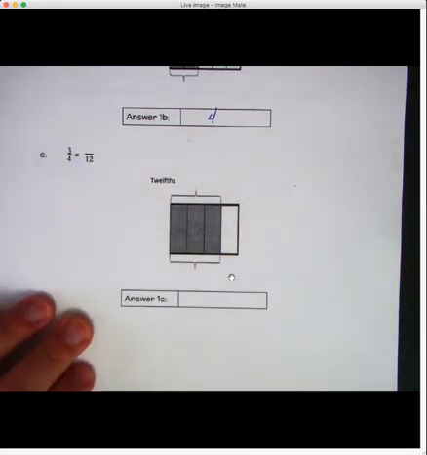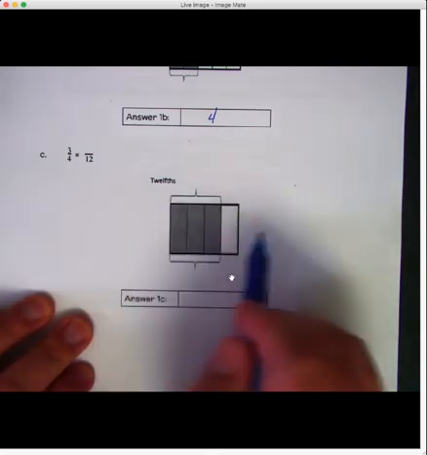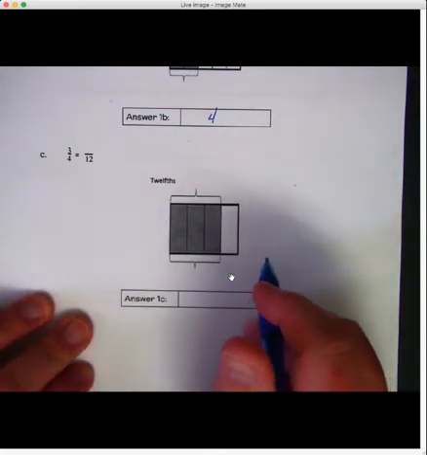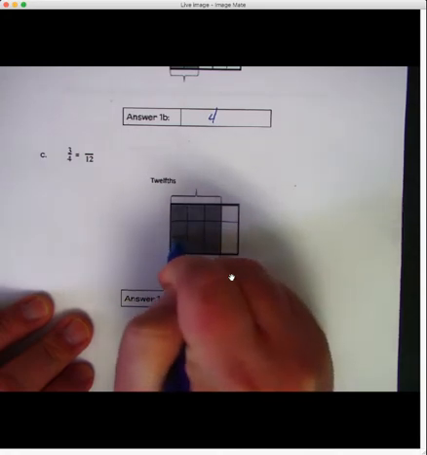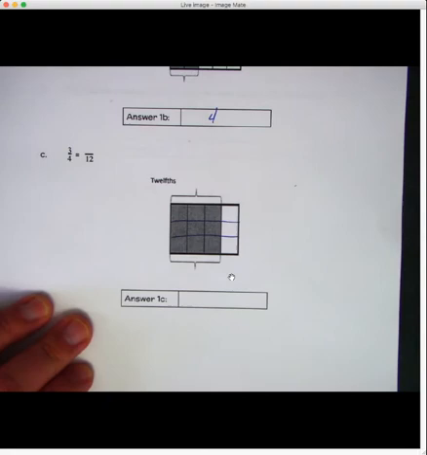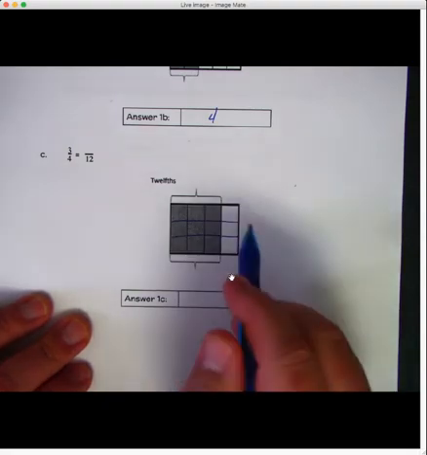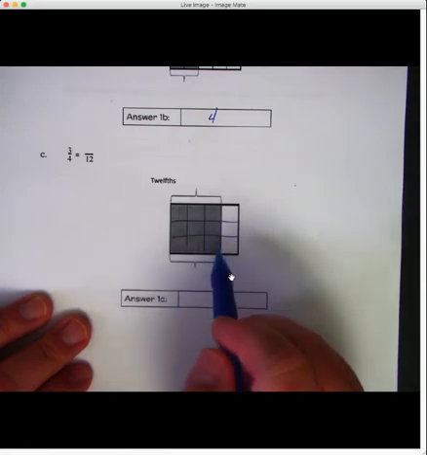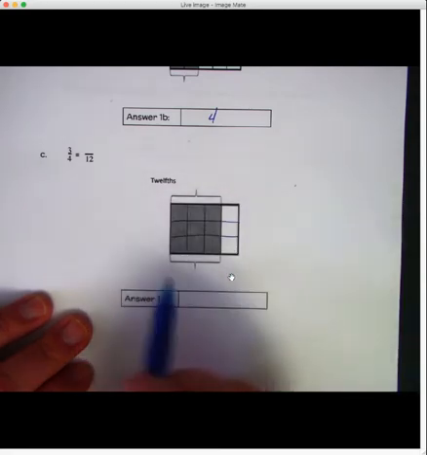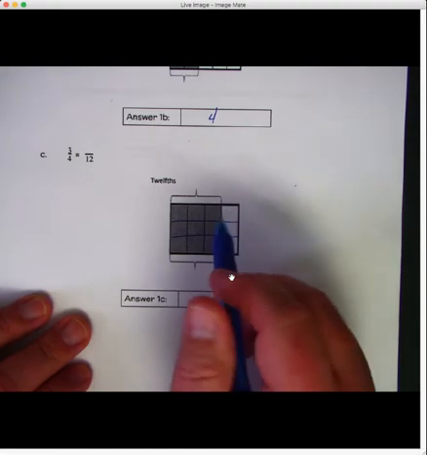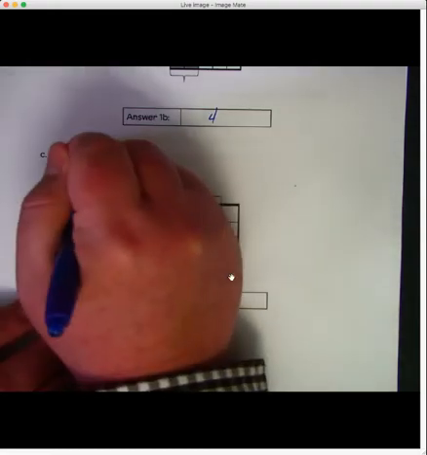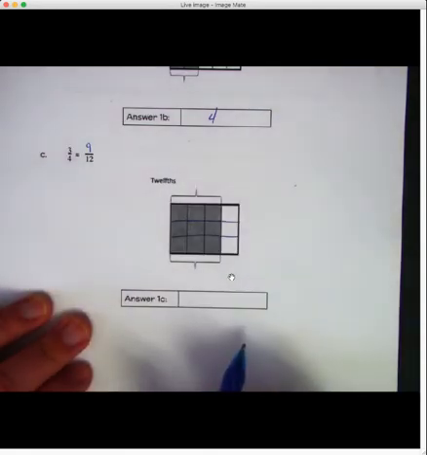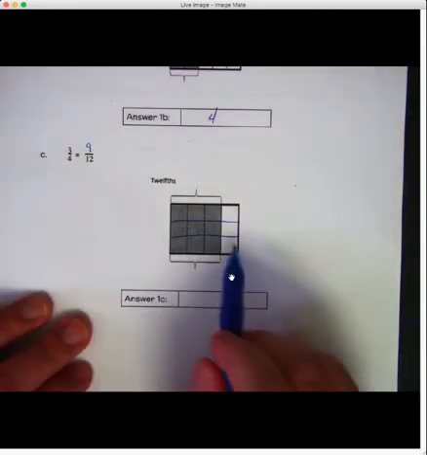3 times 4 is 12. So I'm going to draw not 3 lines, but remember, if we draw 2 lines, it splits each one into 3 parts. That's kind of confusing, I know. But to make 12ths, we need to split these 4ths into 3 parts each, right? Okay, so we've got 1, 2, 3, 4, 5, 6, 7, 8, 9 12ths is the same as 3/4.